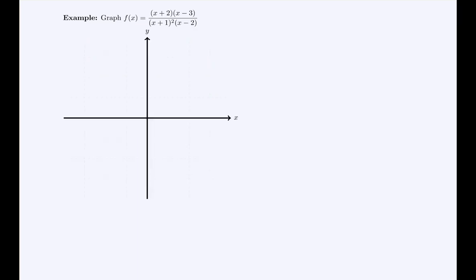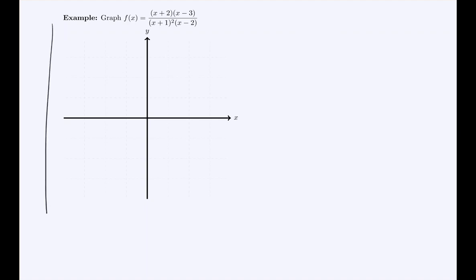In this example, we're asked to graph our function f of x equals (x plus 2) times (x minus 3), all divided by (x plus 1) squared times (x minus 2). And nicely for us, we see we're already given the expression in factored form, so we don't have to worry about factoring it in this case. We just need to find all the pieces of information and then put them together in our graph.